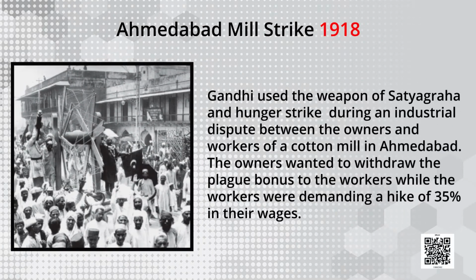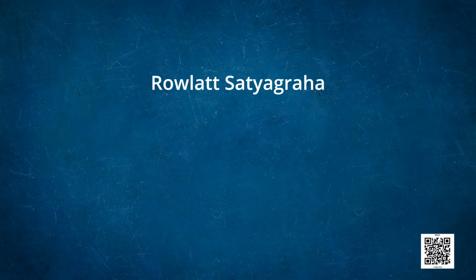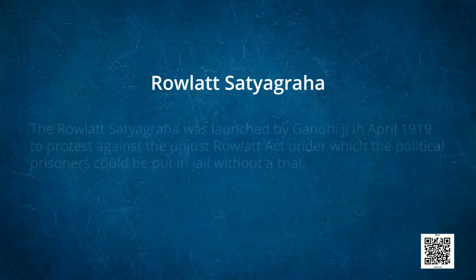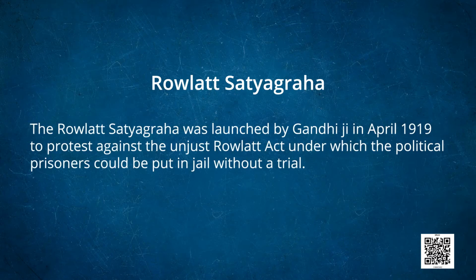In 1918, Mahatma Gandhi intervened in a dispute between workers and mill owners of Ahmedabad. He advised the workers to go on a strike and to demand 35% increase in wages. All these movements proved successful to a great extent, and thus Gandhiji decided to adopt this method of satyagraha to launch a mass movement.